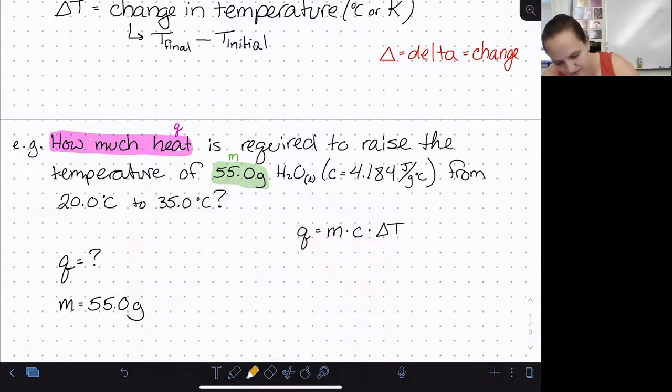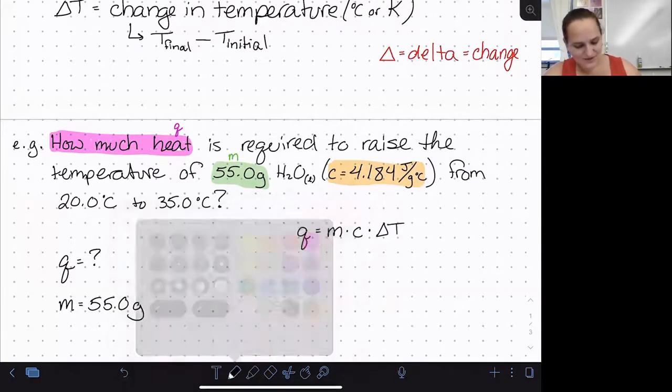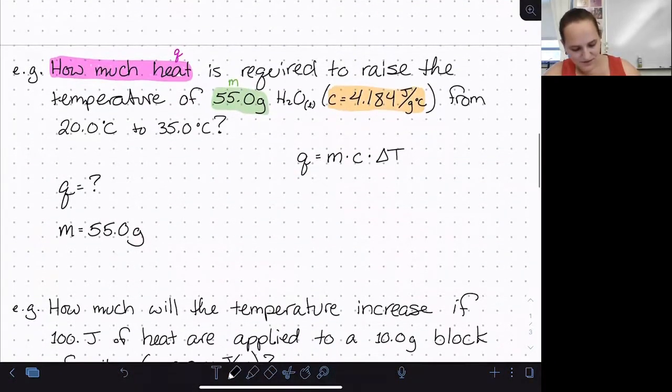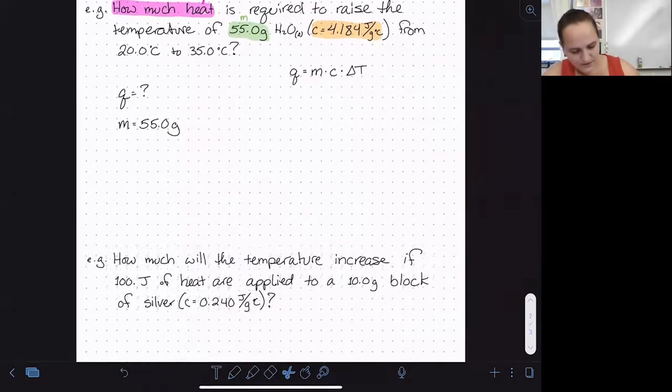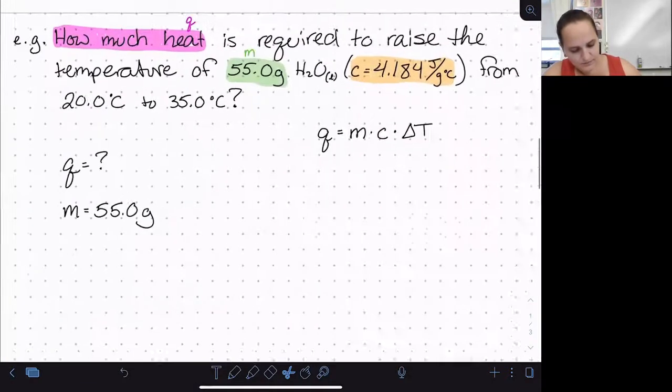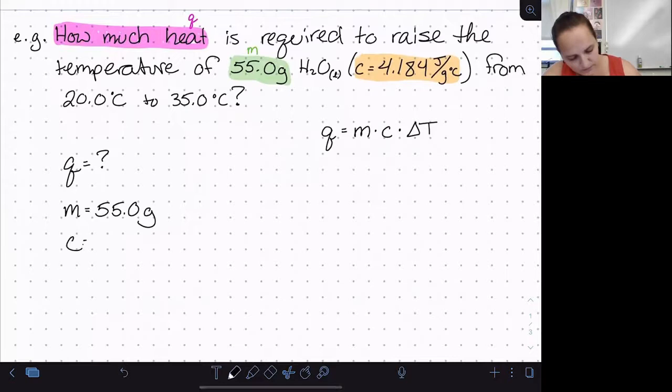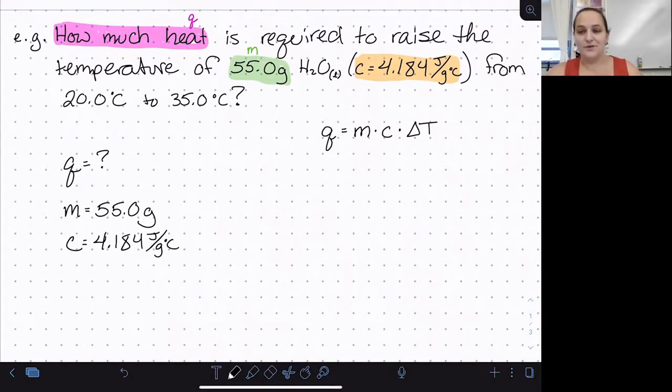We're given the specific heat right here. We're even told C equals 4.184. You'll always be given specific heats that you need. You do not need to memorize them. The specific heat of liquid water is 4.184 joules per gram degree Celsius. That one we'll use a ton, so you will probably come to know it whether you want to or not, but you do not need to memorize it.